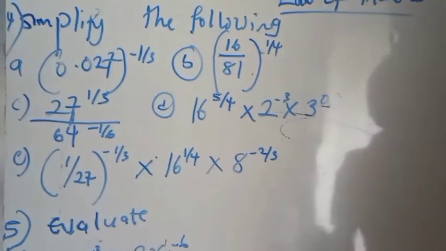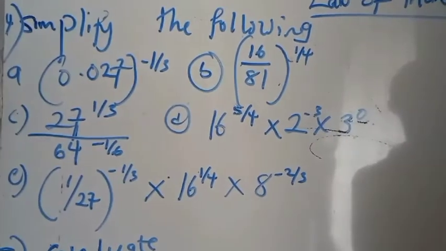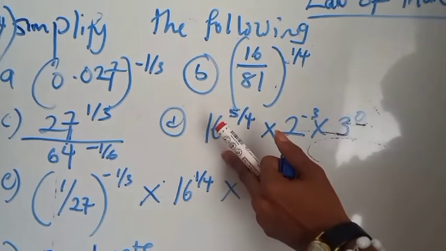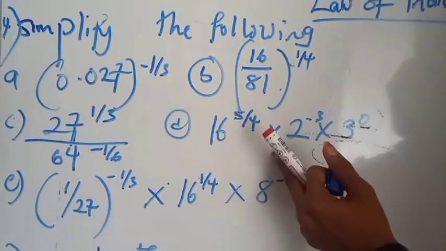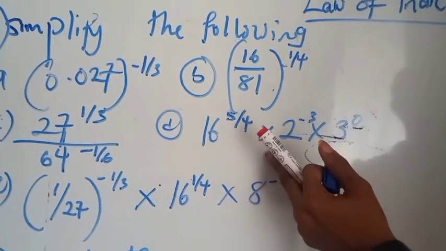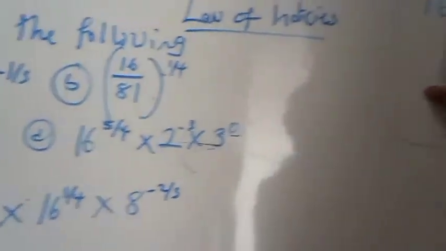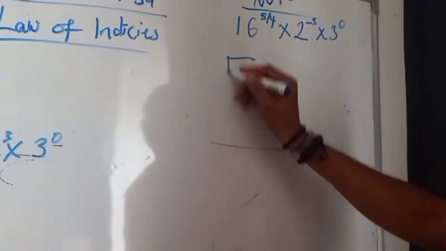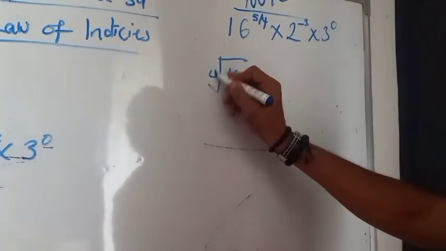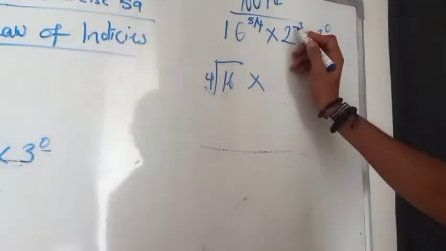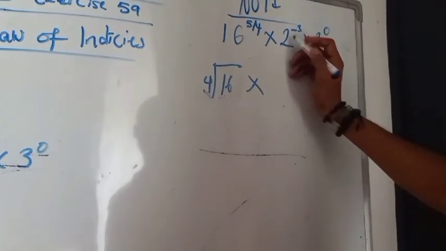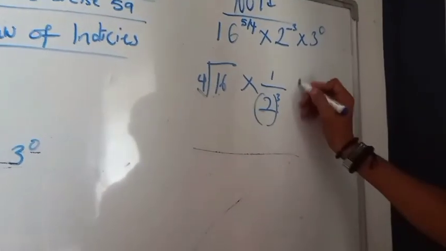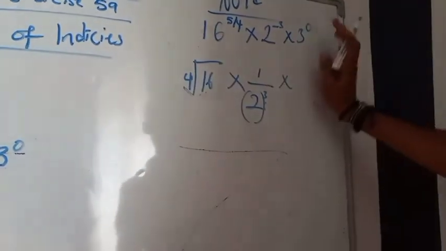Okay, we go to number 4d, which is 16 to the power 5 over 4 times 2 to the power minus 3 times 3 to the power 0. This is a fractional index, which means that I will take the 4th root of 16. The 4th root of 16 times, this is a negative power or negative index, which means 1 over 2 to the power 3, times, a number raised to the power 0 is 1. So this is 1.